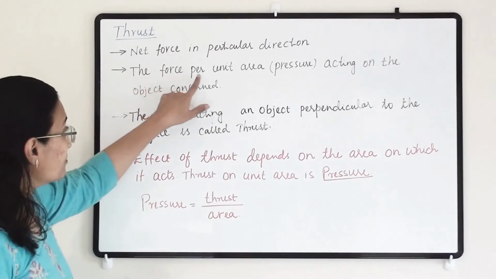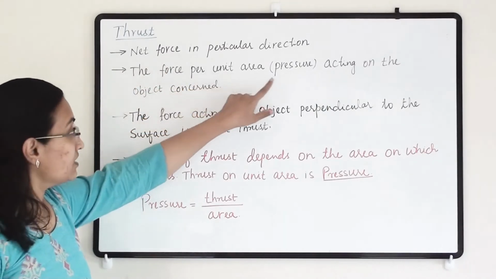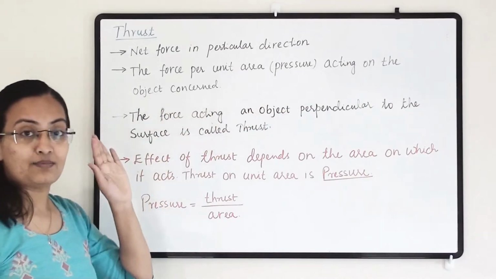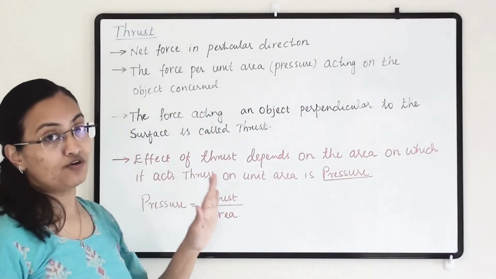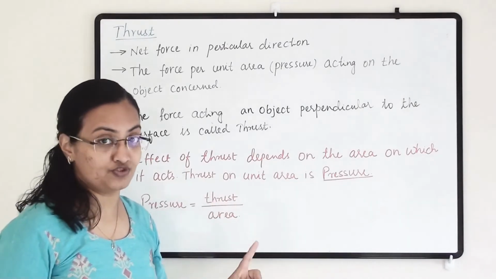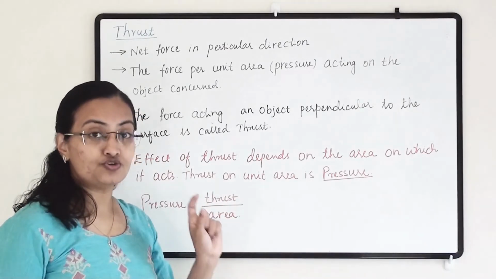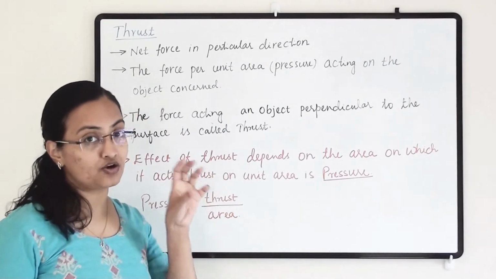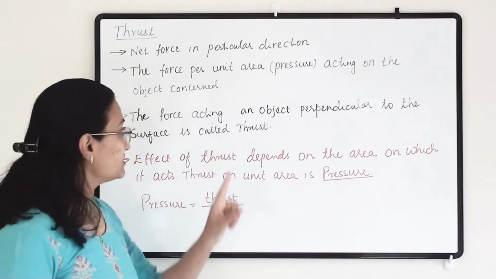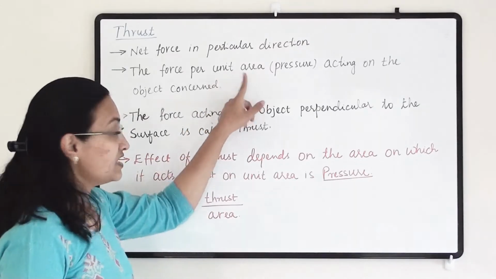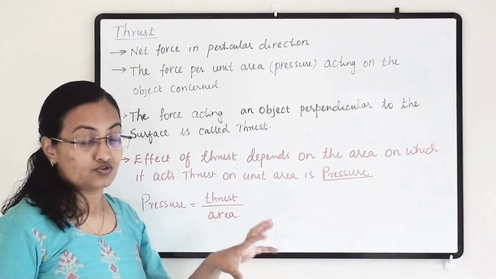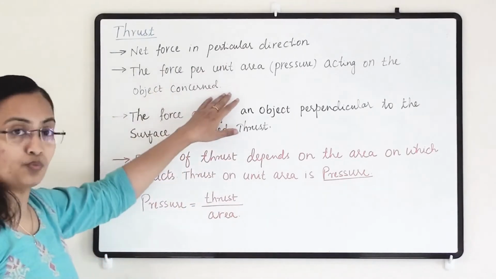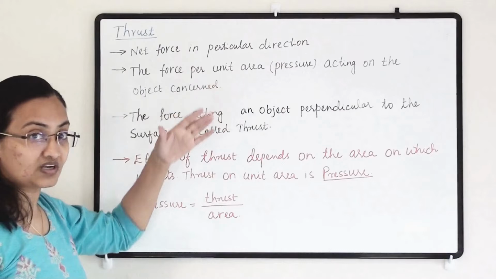The force per unit area, that is pressure, acting on the object concerned. That means you are applying pressure, which is one kind of force, to that object. You are applying that pressure on one specific area or one specific part of the object, so that unit area is under that pressure. That is also called thrust. Now with the help of these two points, let us derive what thrust is.